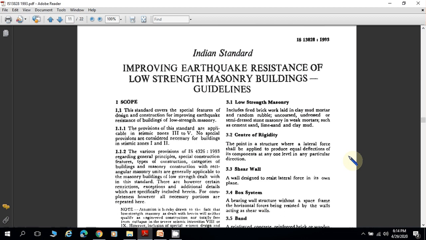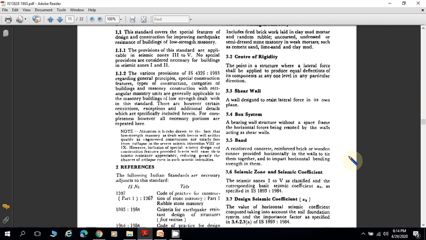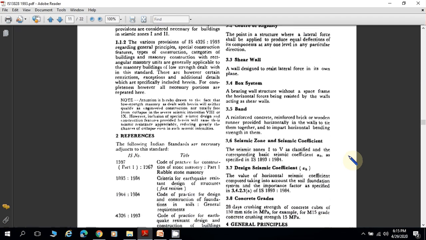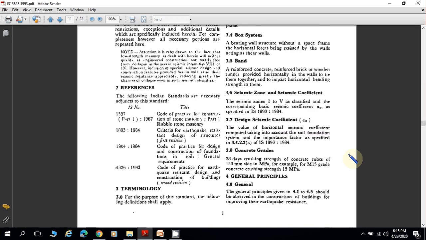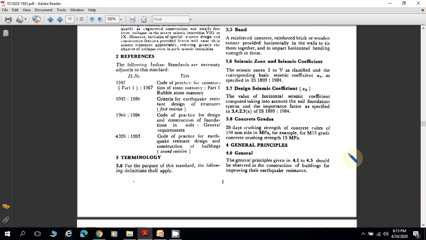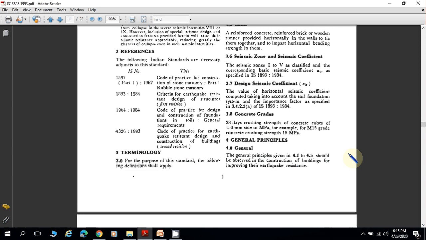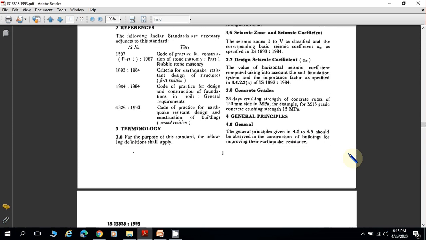Then the center of rigidity. We have already discussed shear walls, box systems and the different types of bands to be provided, seismic zone and seismic coefficients. Then the design seismic coefficient, given by alpha h, which categorizes the building, which type of building is to be provided. The whole building system is divided into 5 categories, A to E. Then the grade of concrete, the 28 days strength of a 150 mm cube, is called the concrete grade or the compressive strength of concrete.